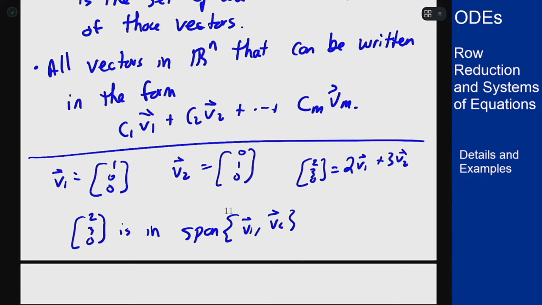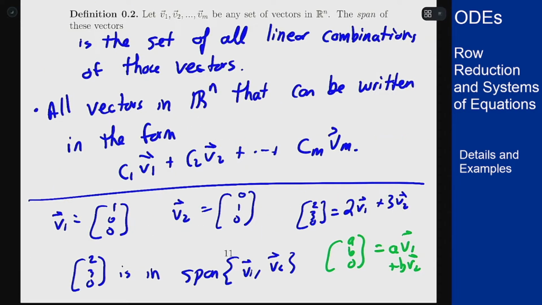What I could say beyond that is that any 3-component vector that has a 0 in the third component is in this span for the exact same reason as above. As long as I have a 0 in this spot, the vector a, b, 0, I can write as a v1 plus b v2, and so this vector is always in this span for any choice of a and b. So the span is big. It has a lot of vectors in it.